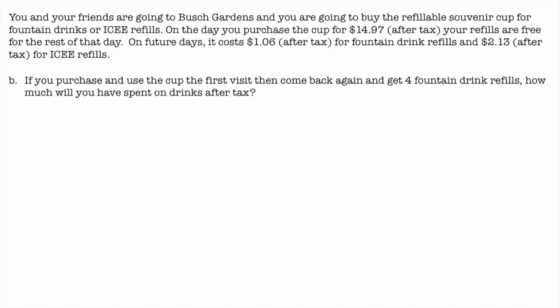For B, if you purchase and use the cup the first visit, then come back again and get 4 fountain drink refills, how much will you have spent on the drinks after the tax? So again, the $14.97 and the $1.06 for the fountain drink and the $2.13 for icies. But you'll notice in B, they never mention that you're going to get an icy. So instead of writing any number in the I, we're going to write 0. So we're going to replace the F with a 4 because you're drinking 4 of them, and you're going to replace the I with a 0. And then you just calculate everything and add them together.